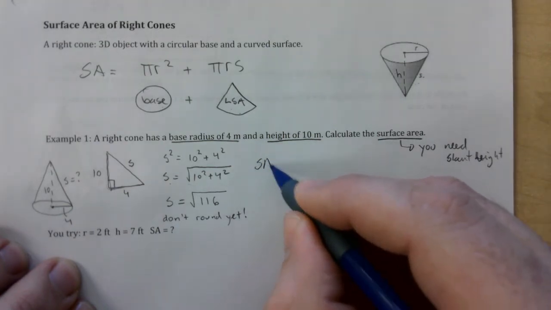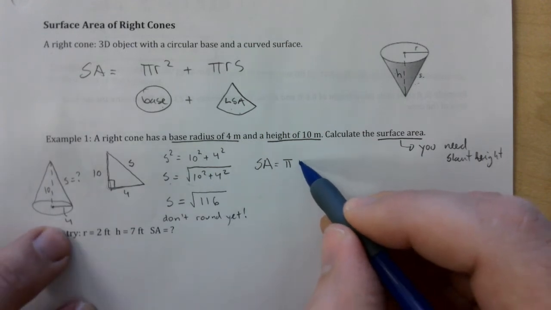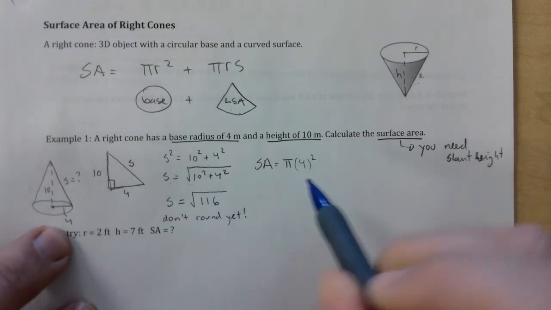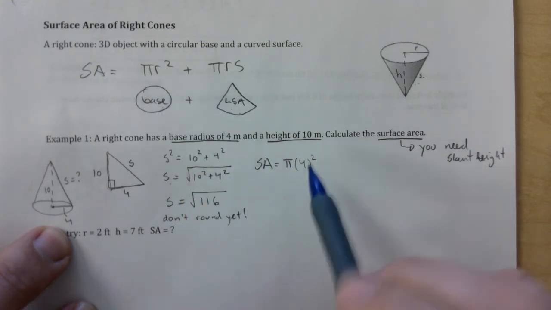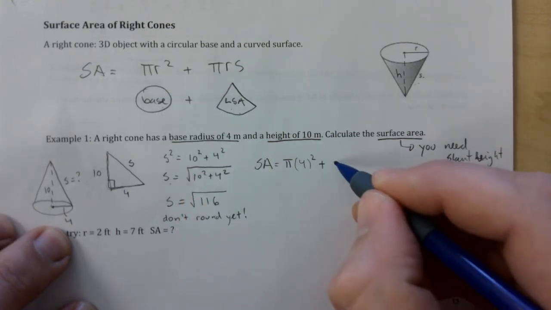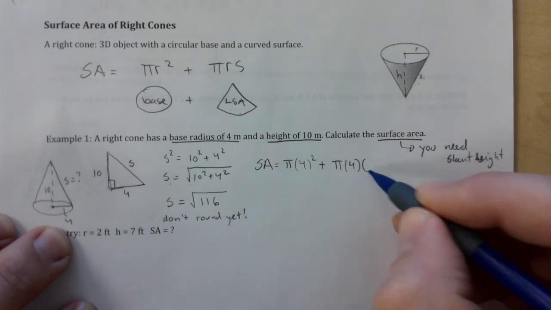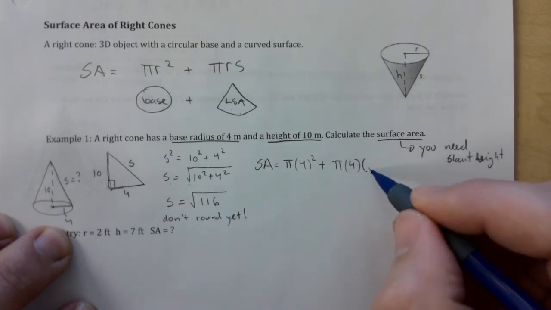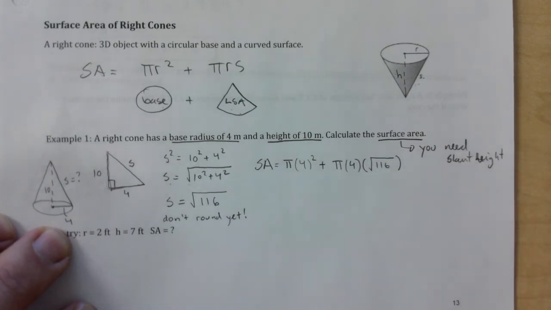So surface area is going to be pi, I know that it's radius squared, so I'm going to square it. That's based on this formula up here. Pi radius squared plus pi times radius times my slant, which is root of 116, like that.